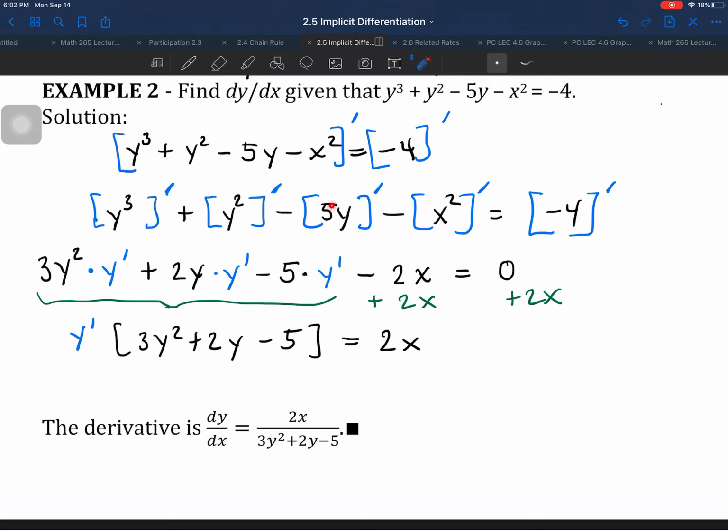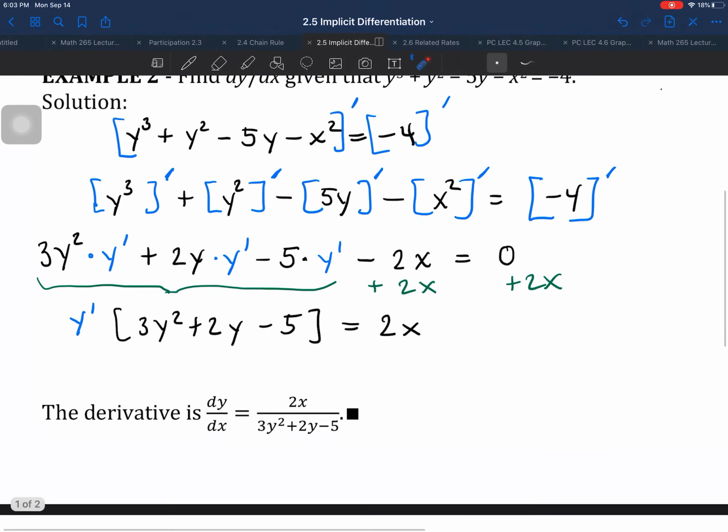Followed by the minus. The factor of 5 carries over. The derivative of y happens to be just y prime. No need to do power rule because that's just a function times a constant. Minus x squared, and this is treated the normal way. So this would just be 2 times x to the power of 1, which is 2x. Equals the derivative of a constant, which is 0. So there you go. This line right here happened to be the only line that has to do with calculus. Everything else is going to be algebra.